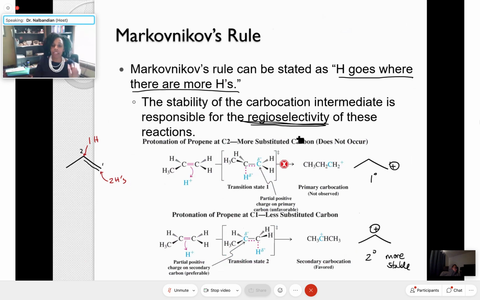So the stability of the carbocation intermediate is going to dictate the regioselectivity. So regioselectivity, the reaction happens in a certain region. H goes where there are more H's. So the hydrogen will add to carbon 1, which makes carbon 2 the positively charged atom here because H goes where there are more H's, and we end up with a more stable carbocation.